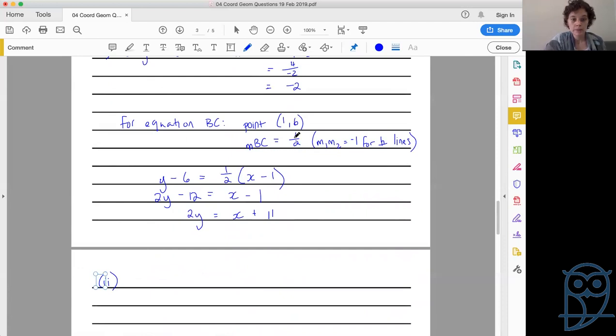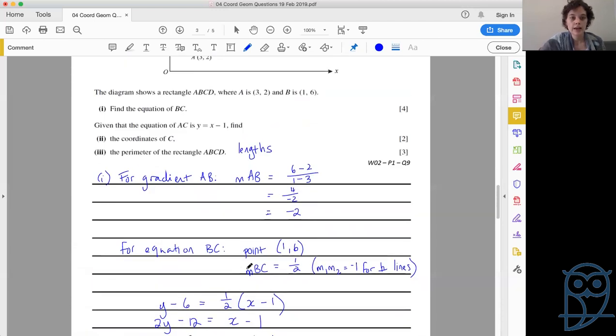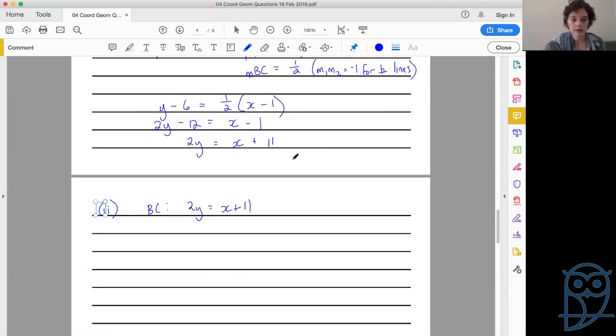So BC is 2y equals x plus 11. And AC is y equals x minus 1. So in this case, it's x who's on its own again. We always want to keep our life as simple as possible. So y plus 1 equals x. And then for coords of C.